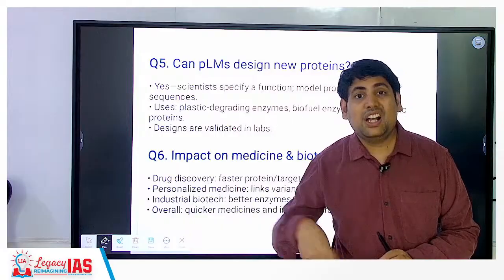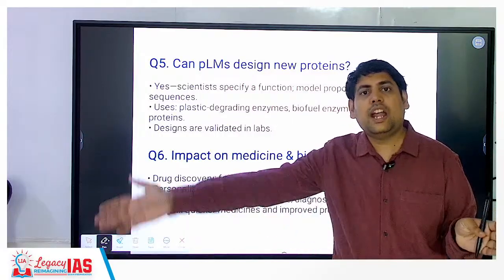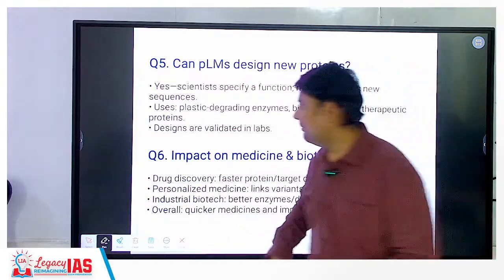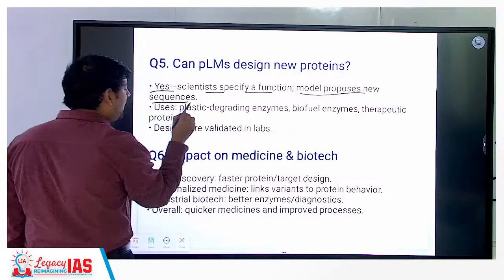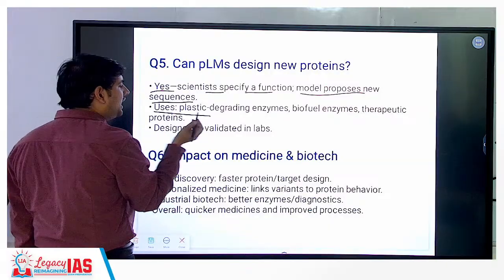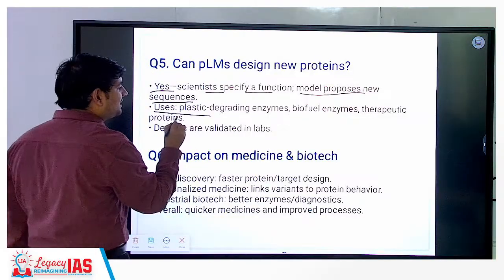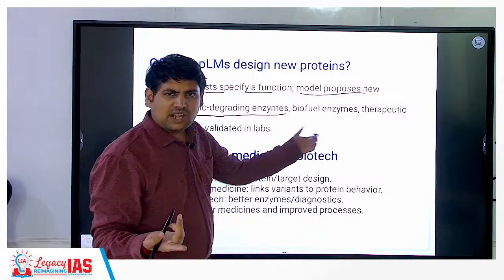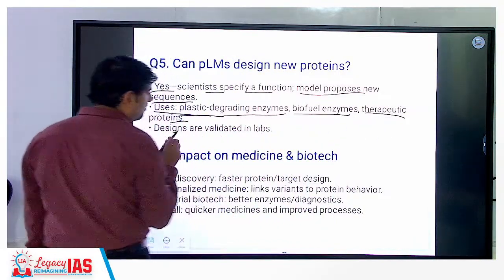That is one work. The other work is, like ChatGPT does, it generates entirely new content. Here also it can generate an entirely new protein. Same thing. So yes, scientists specify a function, model purpose, and new sequences can be formed. Now, you can make many different things, not right now, but eventually you can make plastic degrading enzymes, because these enzymes are also made up of proteins, so that you can make. Then biofuel enzymes, therapeutic proteins, all these you can make.